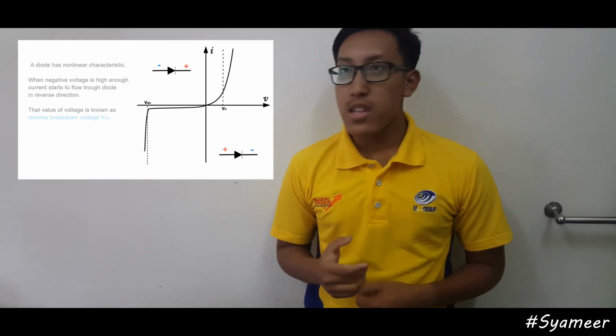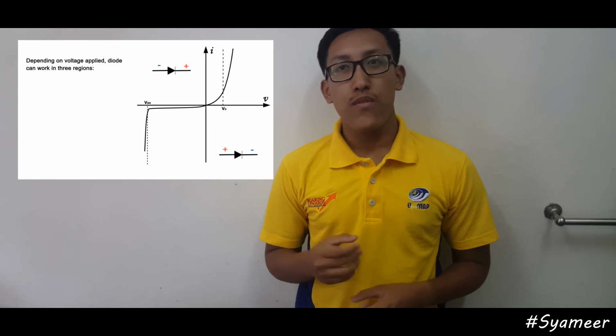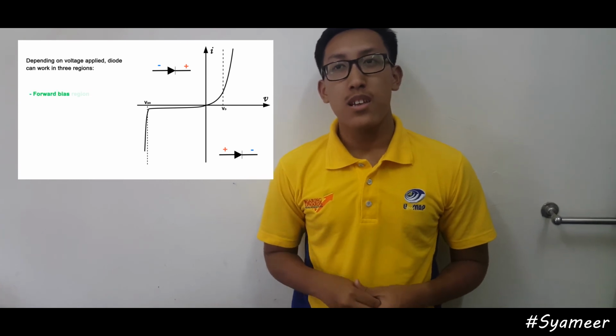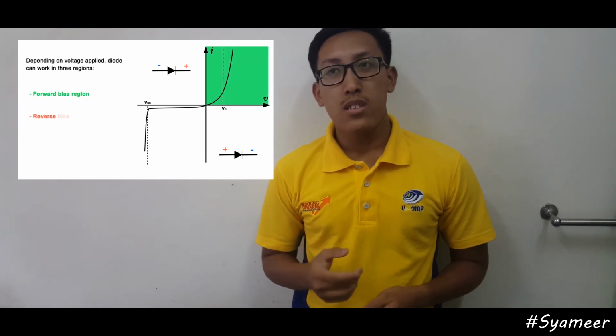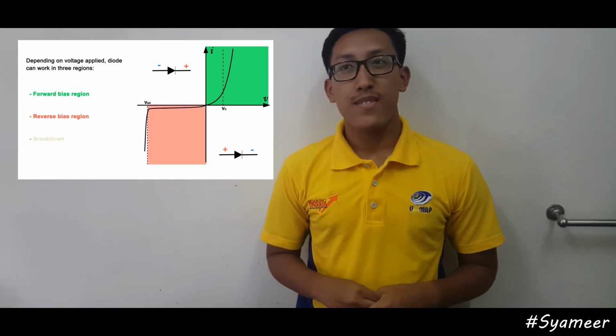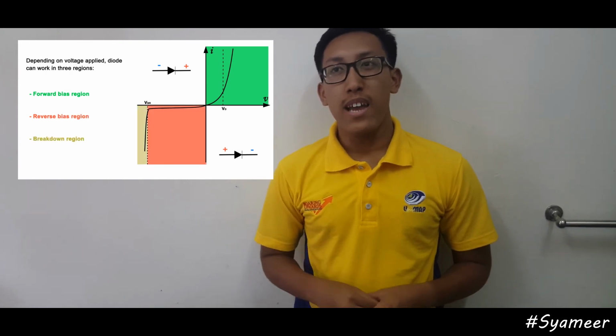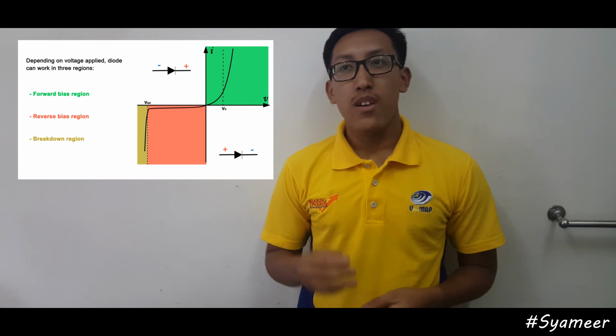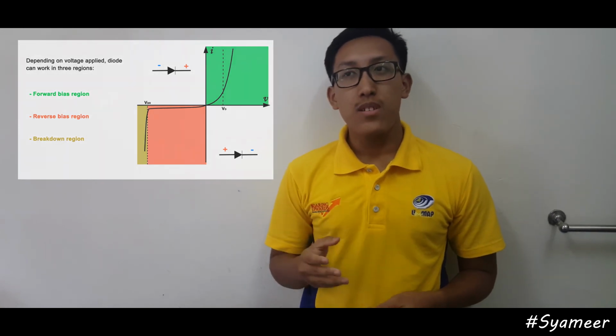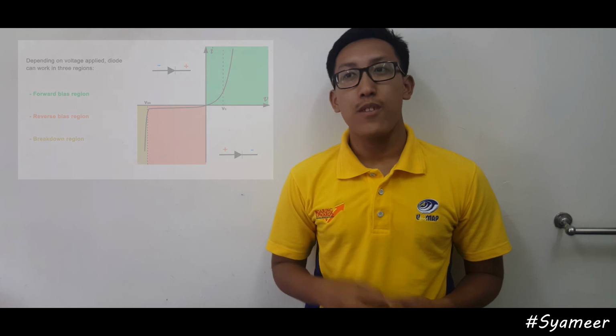When negative voltage is high enough, current starts to flow through the diode in the reverse direction. The value of this voltage is known as reverse breakdown voltage. Depending on the voltage applied, diode can work in three regions: forward bias region, reverse bias region, and breakdown region. To summarize, diode is very important to electronic devices.